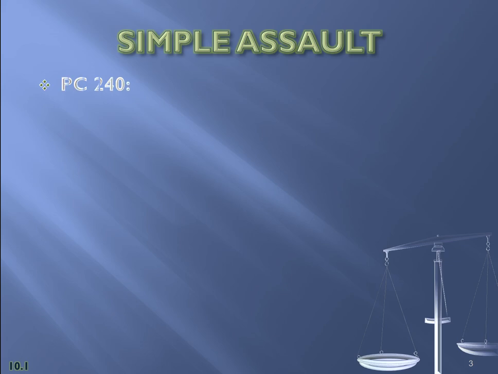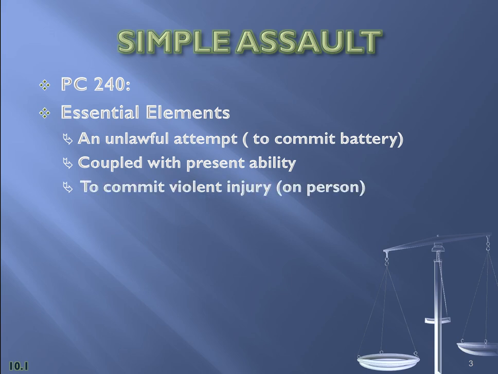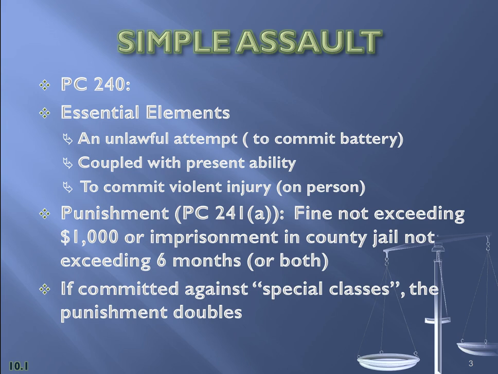We're going to cover quite a bit of information in this particular chapter. So this might be another one of those chapters where it would be a great idea that you read your textbook or your chapter thoroughly so you can have a better understanding of some of the things that we're going through this evening. So we're going to start with simple assault found under Penal Code 240.